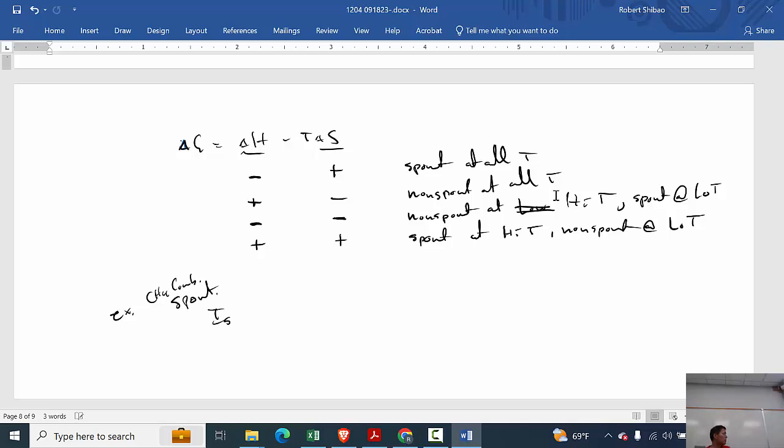The question is, is there a temperature where it would go from spontaneous to non-spontaneous? So is there a temperature where it would transition to non-spontaneous?